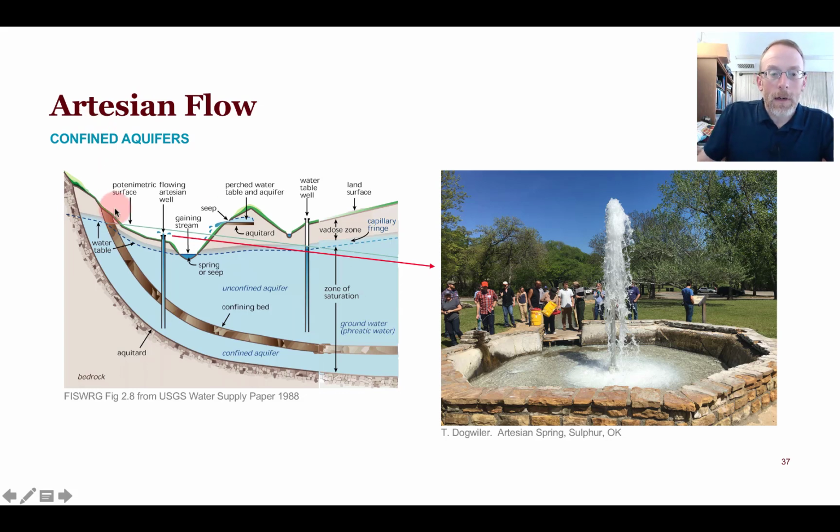Okay, so artesian flow, we talked about this well over here where the land surface is below the potentiometric surface, so any well in this area will naturally have pressure-driven flow out of the well with no necessary pumping. This is what's going on here. This is an artesian spring in, I think, the Chickasaw National Recreation Area in Arkansas, and this is an artesian spring in Sulphur, Oklahoma, in that recreation area that's run by the National Park Service.